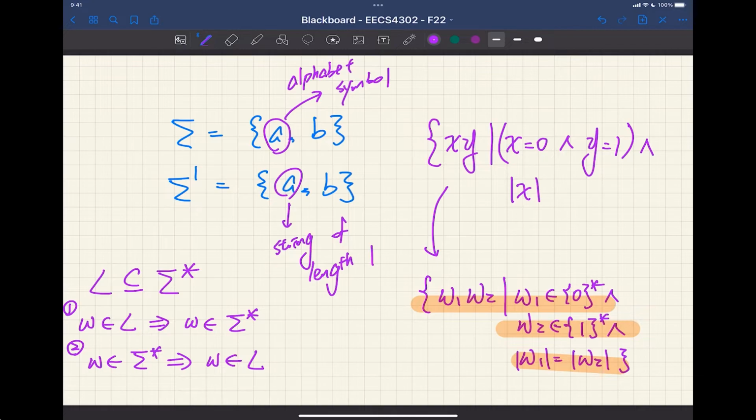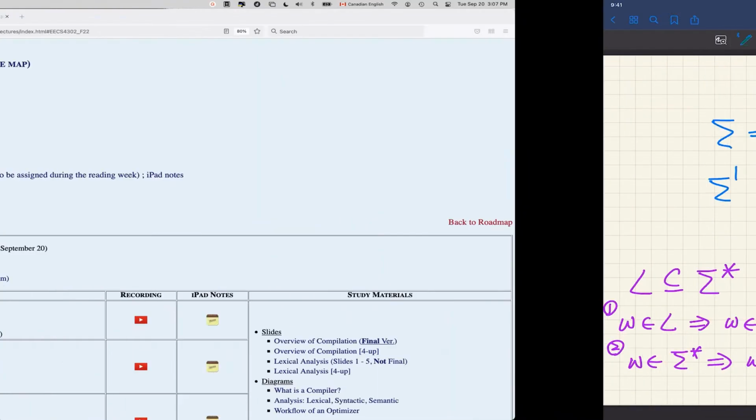I'm pretty sure you know which one should be valid in general, which one should not be. This one here should not necessarily always be the case. But this one here is always the case, because if this is sigma star, L could be simply just a part of it, right? Are you guys okay with this? Okay, I'll take silence as yes. Very good.